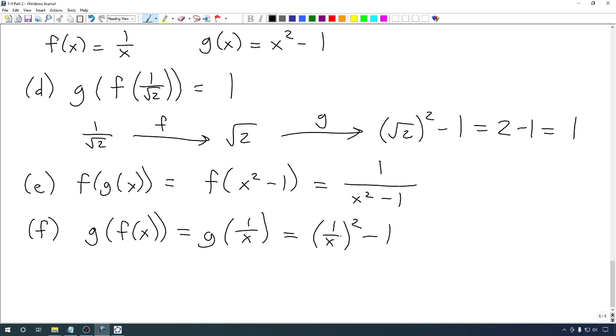I'm going to go ahead and take that 1 over x squared and turn that into a 1 over x squared. Kind of read that the same way, but basically when you have a square of a fraction, remember you can square the top and the bottom. But 1 squared is just 1, so it's 1 over x squared.